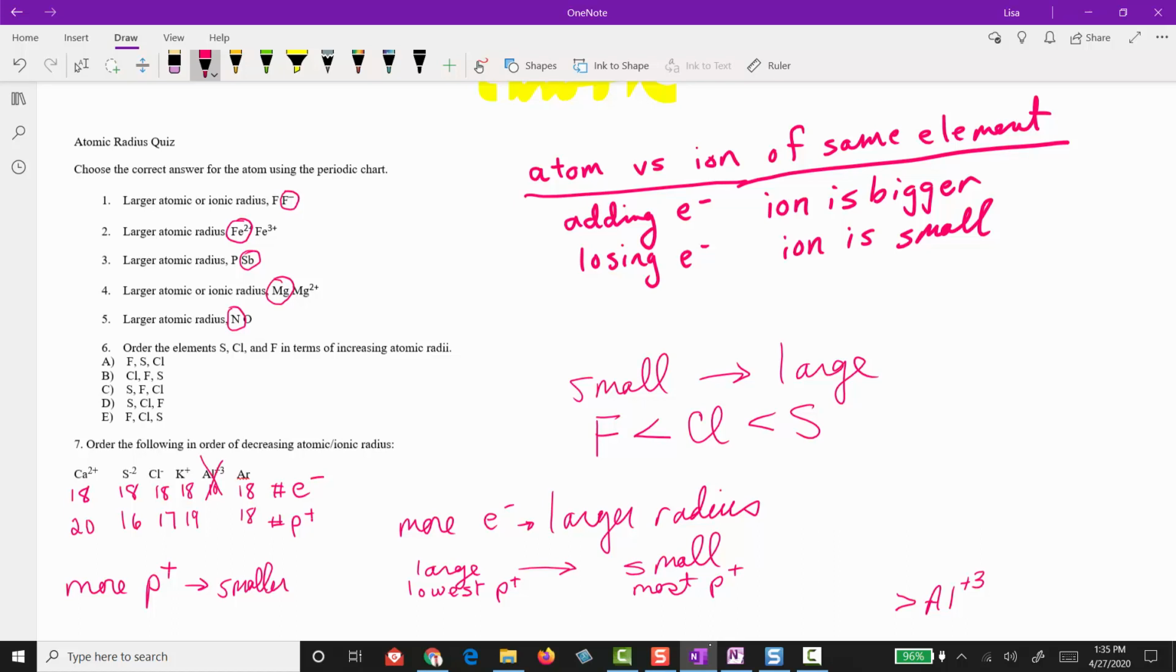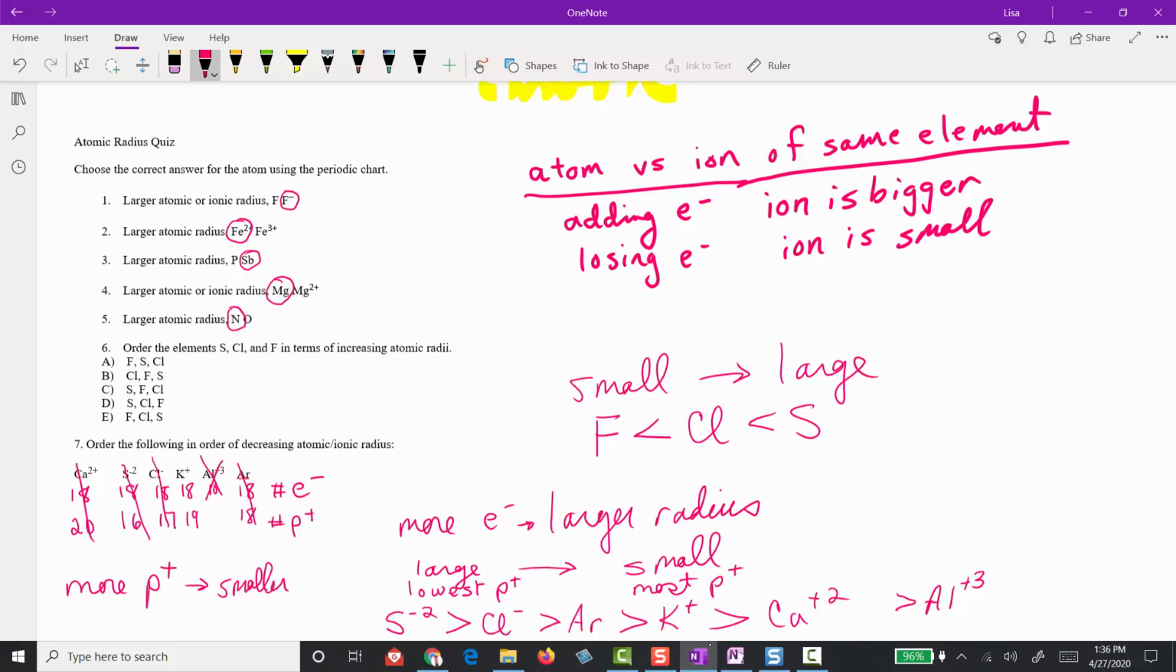So the largest is going to be the sulfur, S minus 2. It's going to be bigger than, marking them out as I go, 17, chlorine minus 1. Then 18 would be the argon. And 19 would be the potassium. And then the smallest of those ions would be our calcium plus 2.